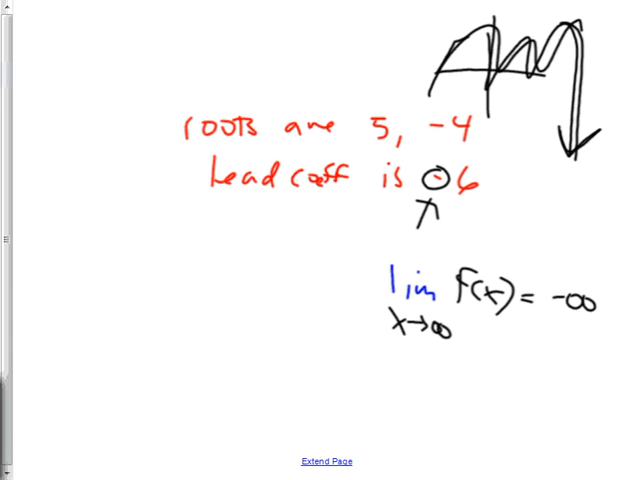Raise your hand if you had that one right. Okay, good. Now the slightly harder one. What's the left end limit? Think it through. Shouldn't be super difficult.